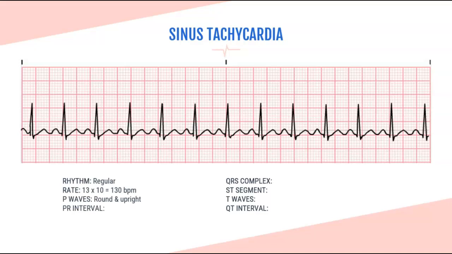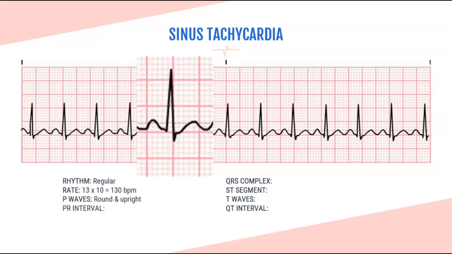Our P waves are round and upright and equal throughout. Our PR interval is about 3 squares. If we multiply that by 0.04, that gives us 0.12 seconds, which is within normal range for our PR interval. Our QRS complex is about 3 squares. If we multiply that by 0.04, it gives us around 0.12 seconds, which is within normal range for our QRS complex.